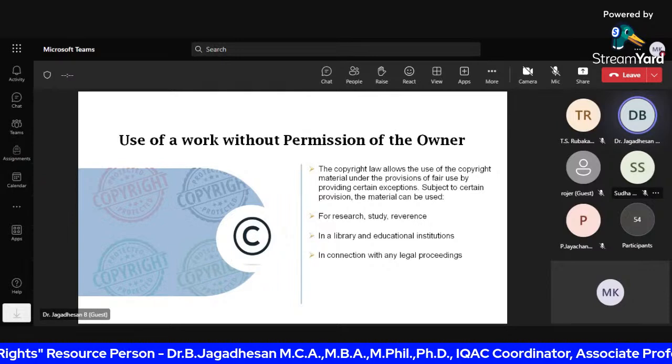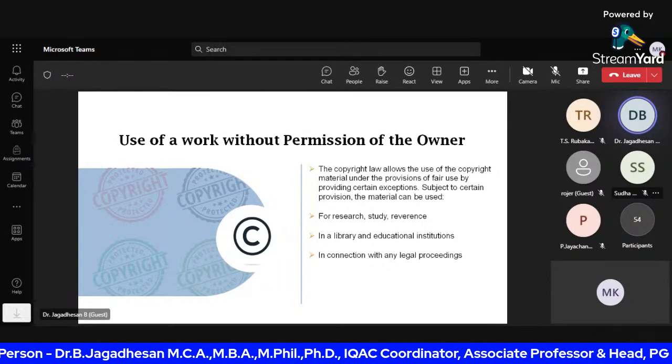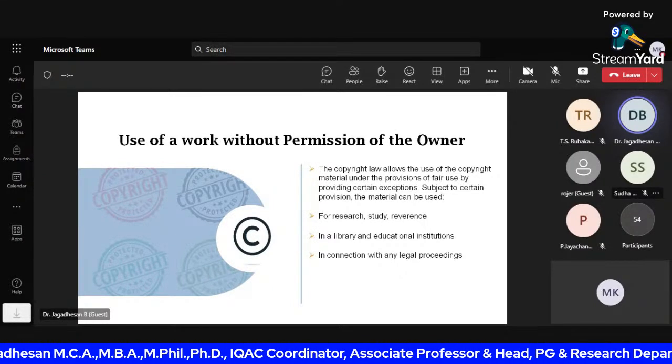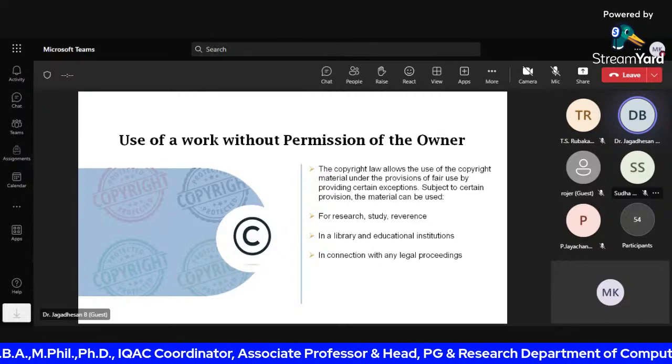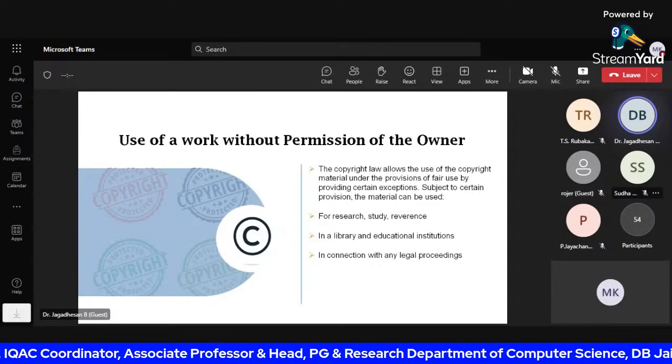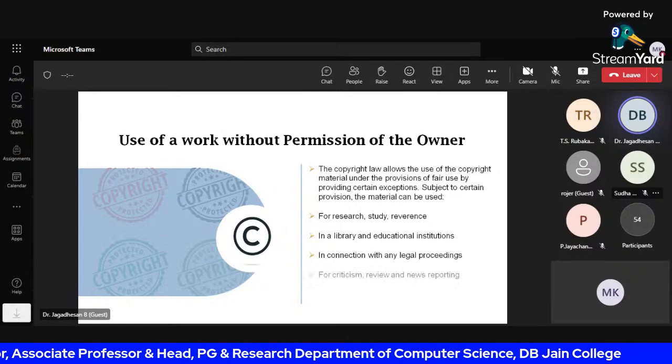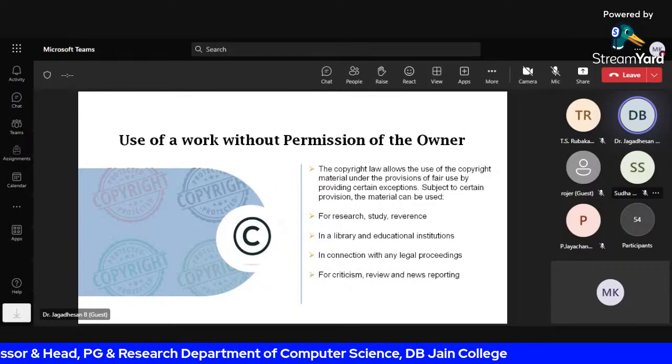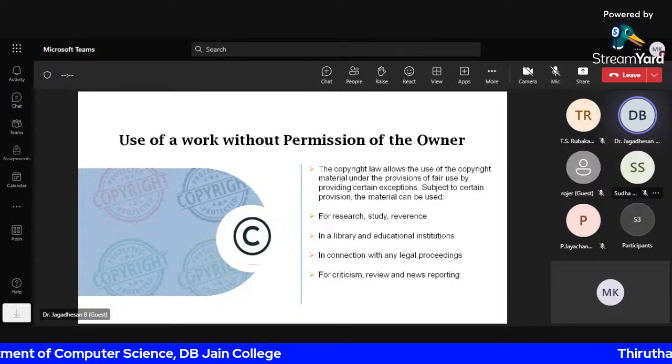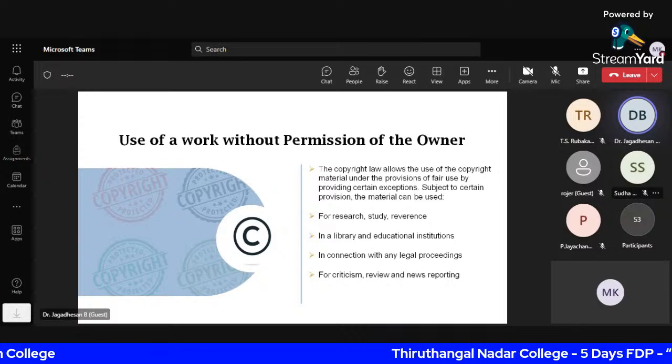So for research, study and reference, as well as in a library and educational institution, there is no need for permission. It is only for a social cause. Suppose you are using it for financial benefit, at that time you will need the permission of the owner. Without financial benefit, without any commercial aspect, you can access the information from the owner.